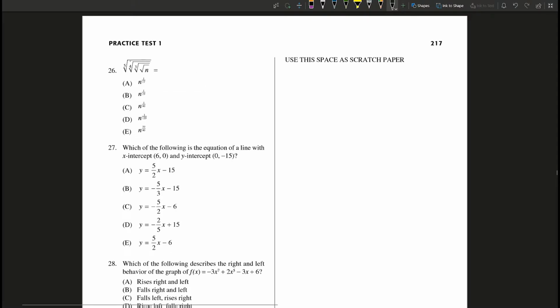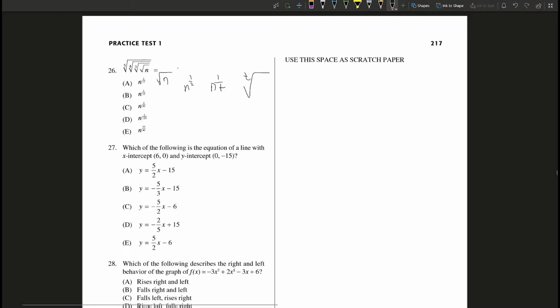So this question asks, what is the fifth root of the fourth root of the third root of the second root of n? So you have to recall that the square root of n, or really any degree root of n, is just going to be equal to n to the half in this case, or it's just going to be n to the 1 over the root, depending on whatever the root is here.